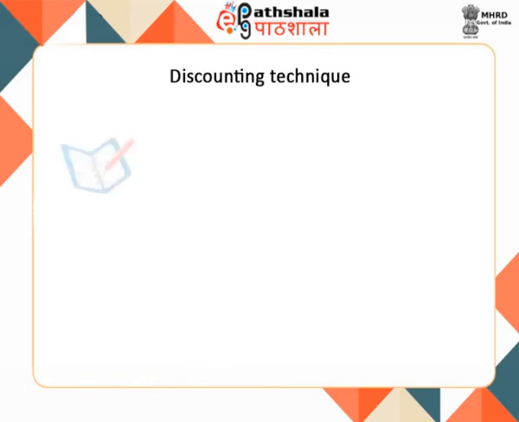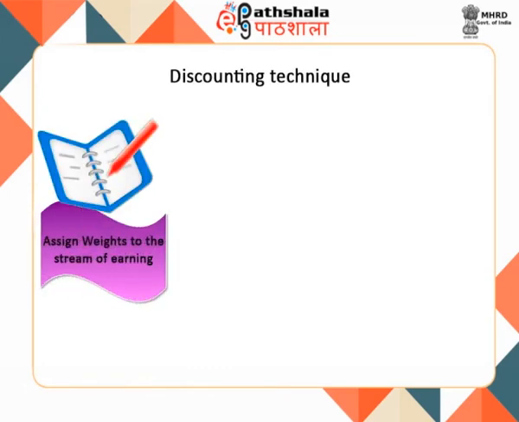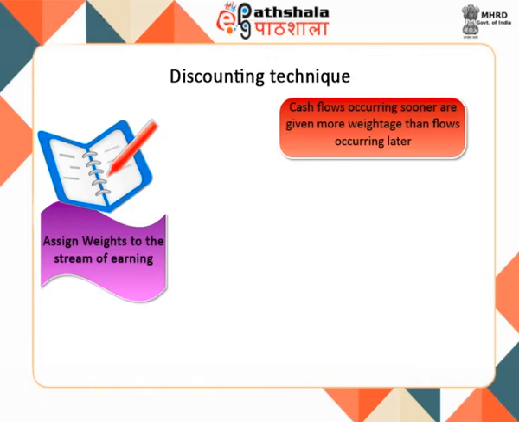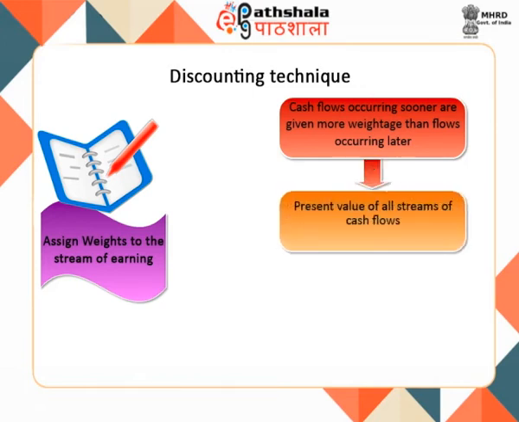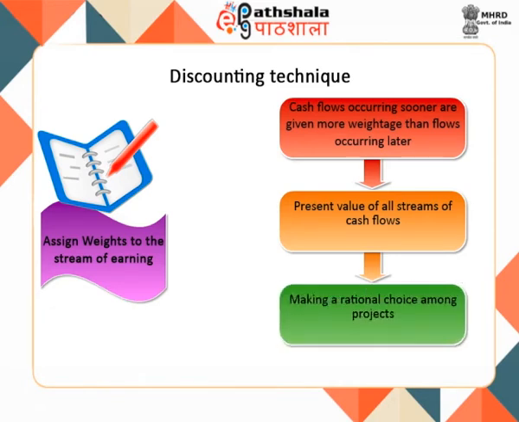The technique of discounting is used to assign weights to the streams of earnings occurring over a number of time periods. Generally, cash flows occurring sooner are given more weightage than flows occurring later. Discounting technique gives us the present value of all streams of cash flows. These present values of various projects can be effectively used for making a rational choice among projects.